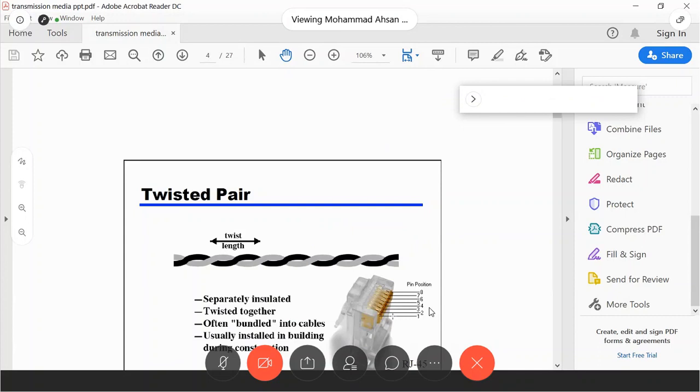Yes, twisted pair. So this is the connector that we use. This was our lab first, which we couldn't do, but hopefully we'll do it, in which we use 8 wires to position within these pin positions of 8.